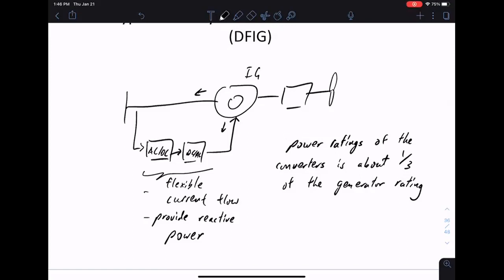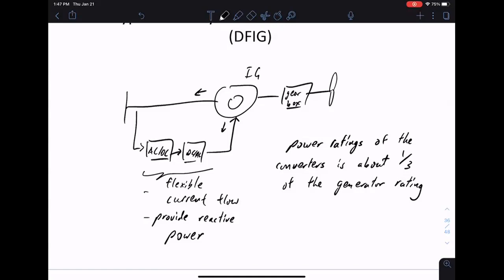Any questions about this setup? I guess a quick question. The box that you've drawn, what does that represent? Gearbox. Okay, thank you. So we still need a gearbox.